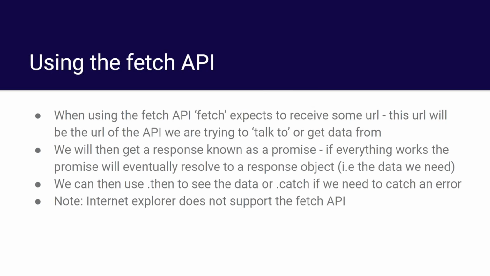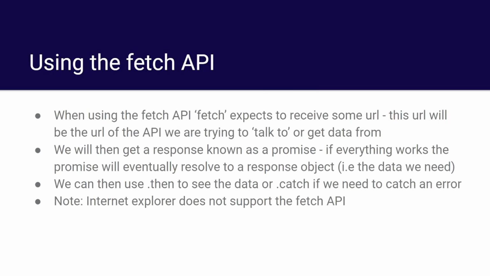And this URL will be the API endpoint that we are trying to talk to or get data from. In a previous tutorial, I showed you an endpoint that you can use to get random cat data and even the latest Bitcoin price, okay? So we're going to have to understand various things as well, such as promises, etc.